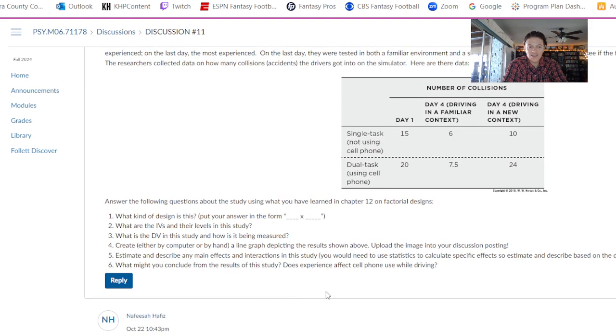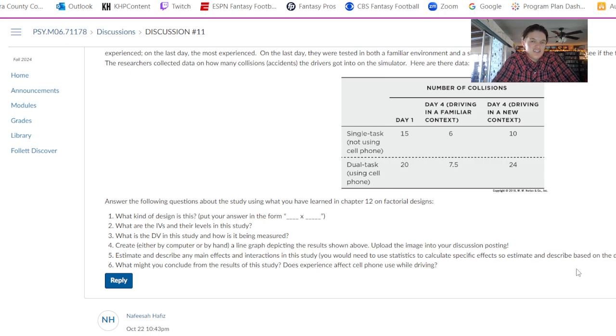I want you to create, either by hand or by computer, a line graph showing me the results from this little thing above. And then you're going to upload that image. You can do this by hand, that's totally fine, or if you'd rather put it into a program and do it that way, either one is fine. But you're going to make a little graph based on the results you see here, and then upload it for me. Estimate and describe any main effects and interactions in this study.